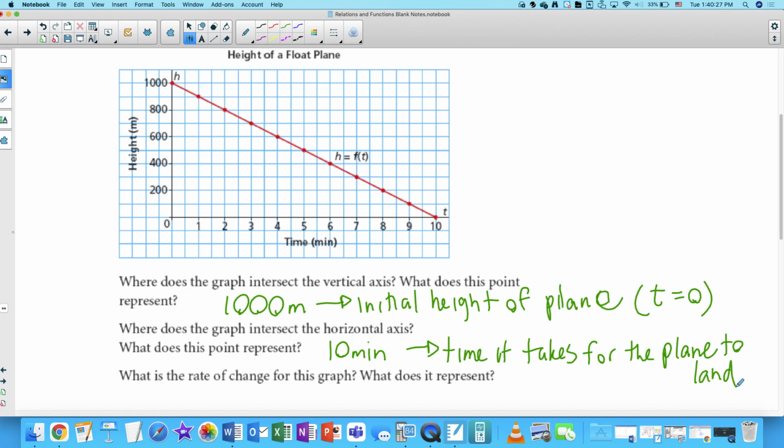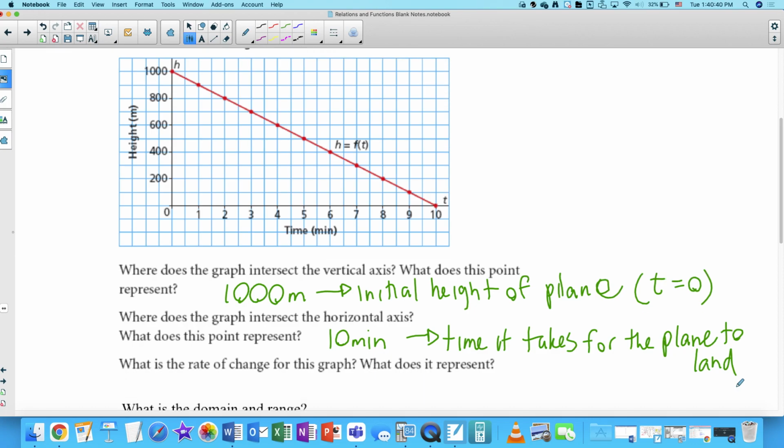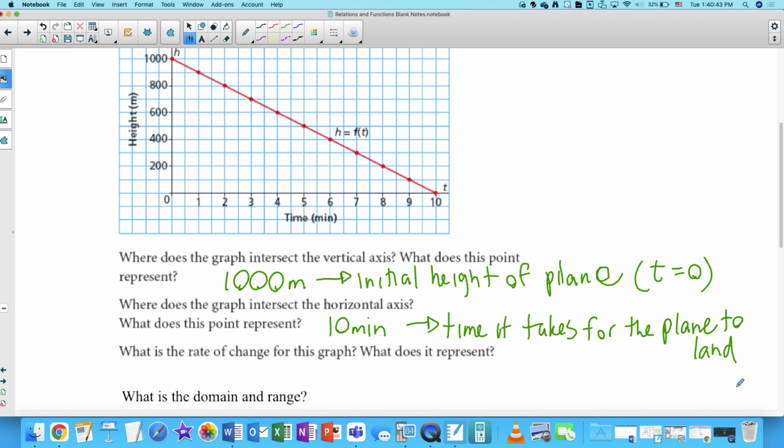Finally, let's talk about the rate of change. Think about change in height over change in time. What is the change in height of this plane? Negative 1,000 meters, yeah. Because it's descending, it's going down. And the change in time is 10 minutes. So the rate of change is going to be negative 100 meters per minute.